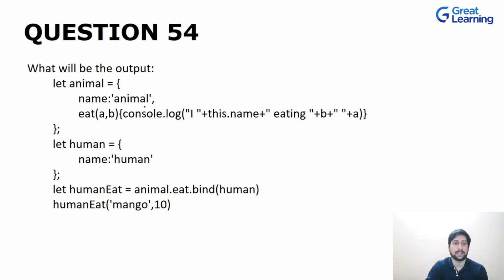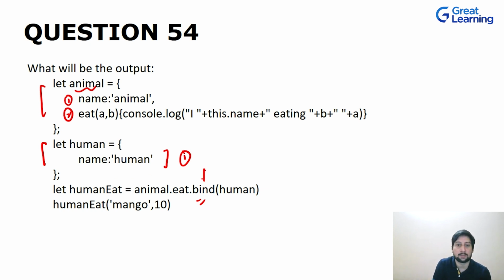As we have already seen call and apply, now let's talk about one more way, which is bind. As you can see over here, we have an object. In that we have two properties, one is name and another is eat. Now we have another object which is human, and in this we have only one property, that is name. Now what we are doing over here, we are doing the same thing. We are borrowing methods, but this time we are using bind.